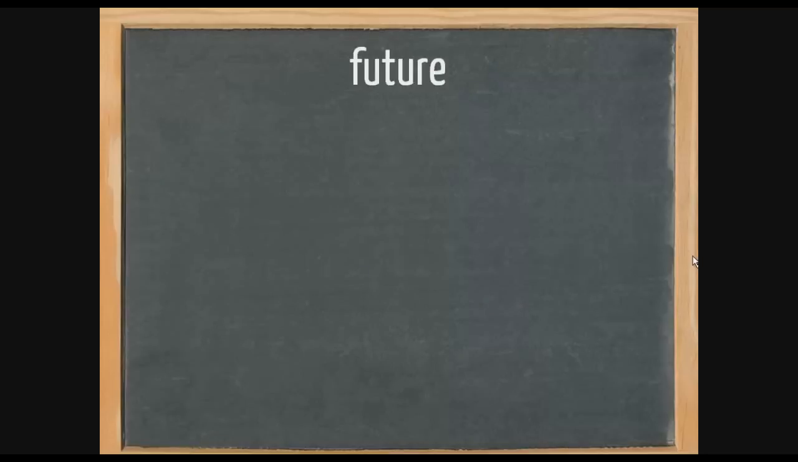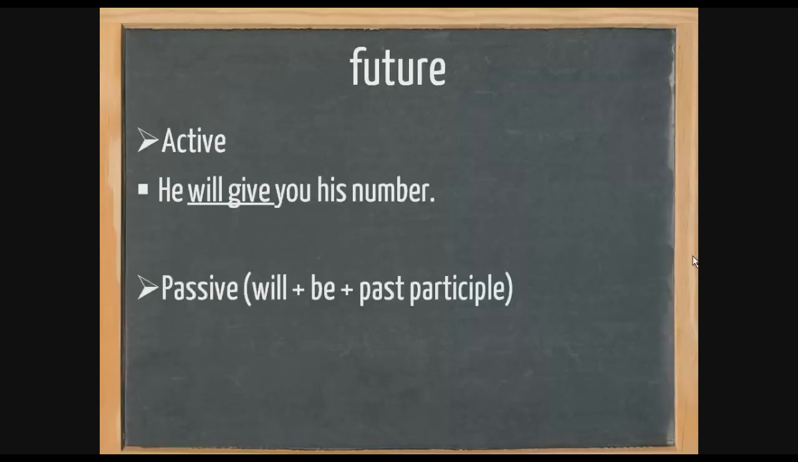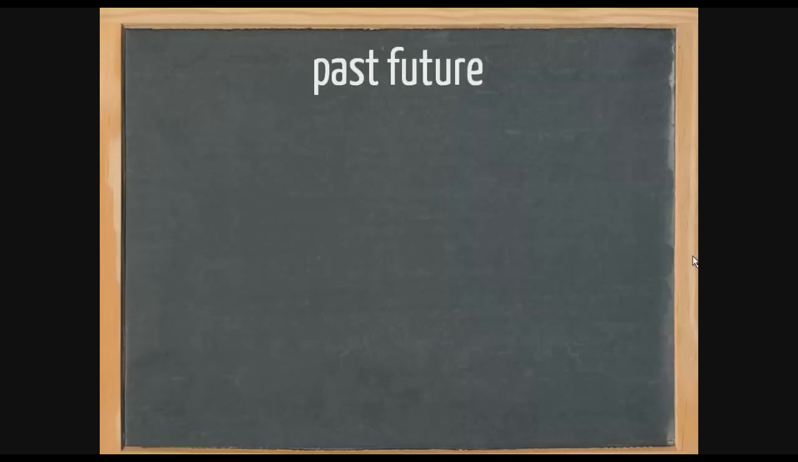Now I'm going to take you through the future tenses. In the simple future, he will give you his number. For the passive, we use will, and then the infinitive form of the verb to be, so the base form, and the past participle. You will be given his number.